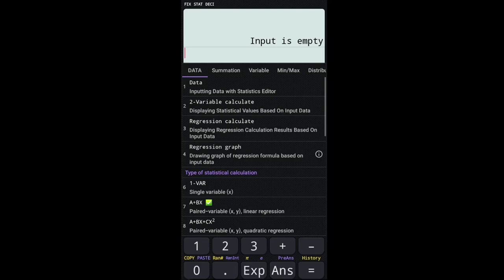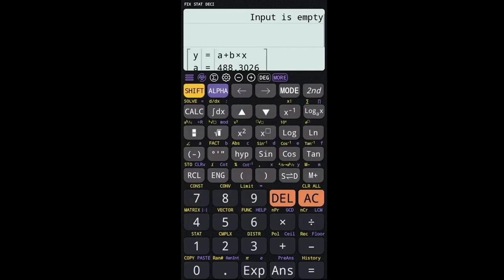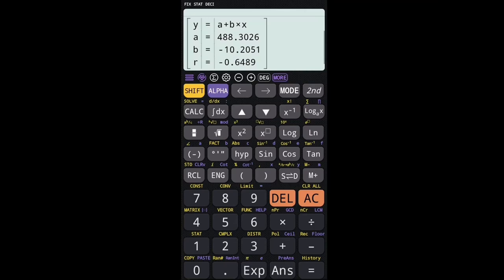So let me press regression calculate here, and then this calculator will give you the value of A and the value of B, right? And then on the normal calculator, you're going to have numbers from 1 to 5, right? 1 being A, and then 2 being B. But that's not always the case. You just have to press the number for the letter you're looking for.